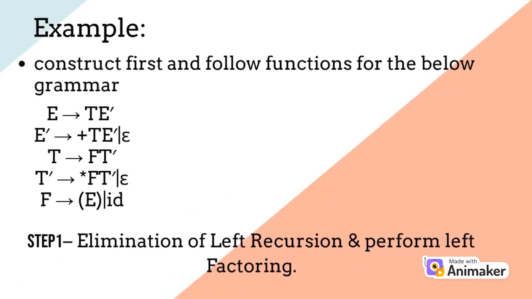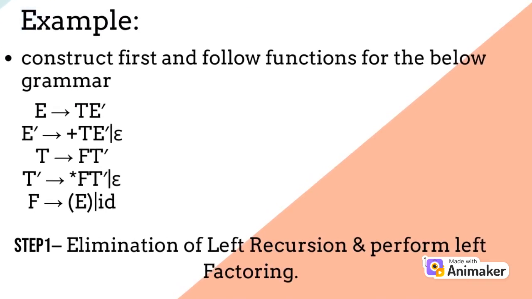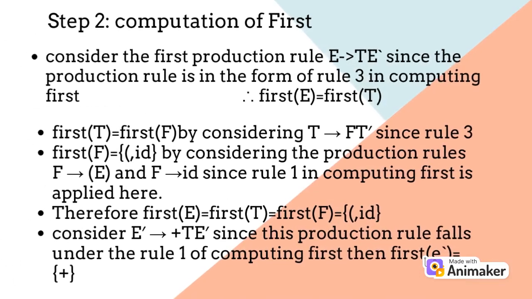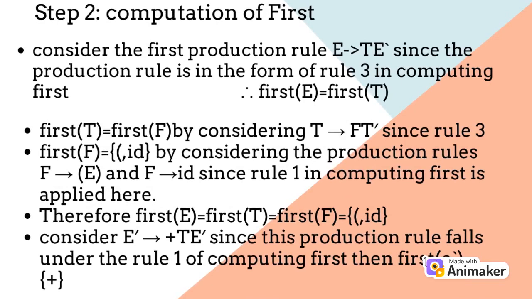Let us consider an example for computing first and follow functions for the given grammar. Step 1 is to eliminate left recursion and left factoring. Step 2, computation of first. Consider the first production E tends to TE'.